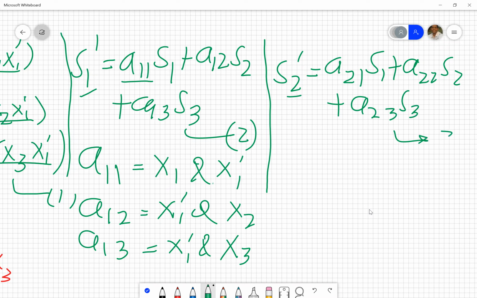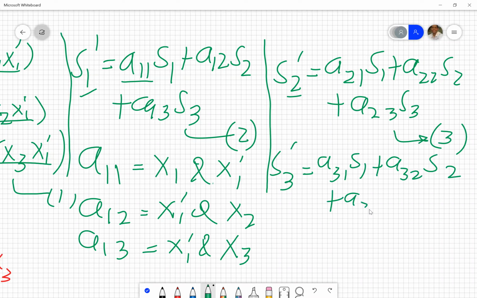Have you got that? Similarly, if you write s3 dash, where the third axis x3 is rotated, what will be the value we can write here? a31 s1 plus a32 s2 plus a33 s3. How simply you can write here. We are not going for the complexity of the cosine components, so it is very easy to write.